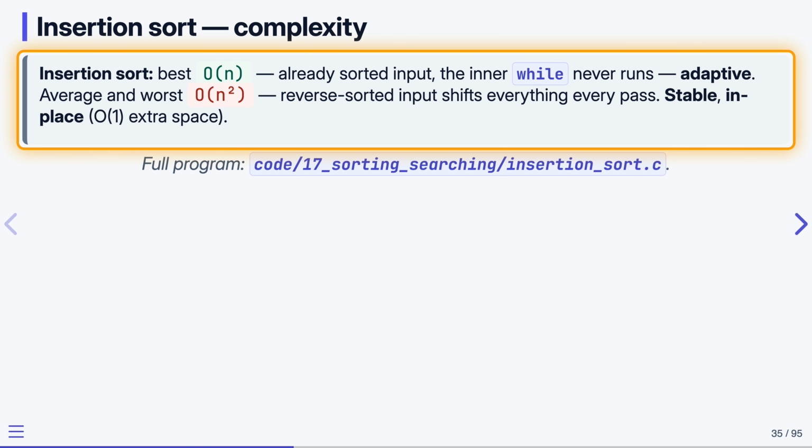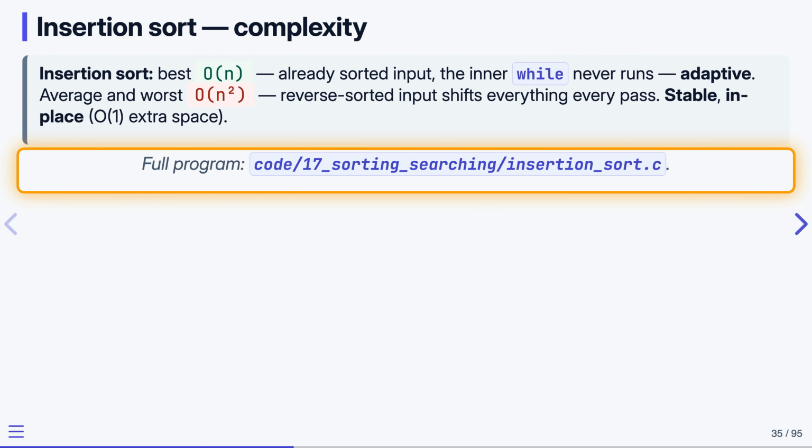Now the cost. In the best case insertion sort is big O of n, on input that is already sorted, because the inner while loop never runs even once. That property has a name. It is adaptive. On average and in the worst case it is big O of n squared because reverse sorted input shifts everything on every pass. It is stable and it is in place with big O of one extra space. The full program is in the insertion sort file.